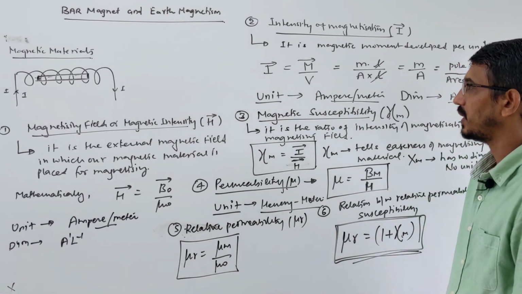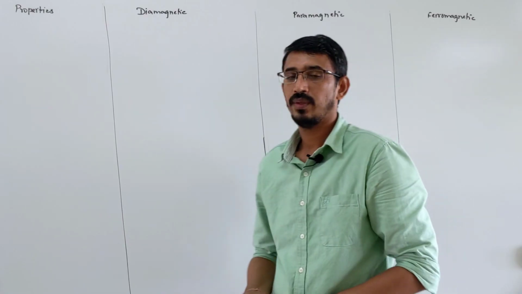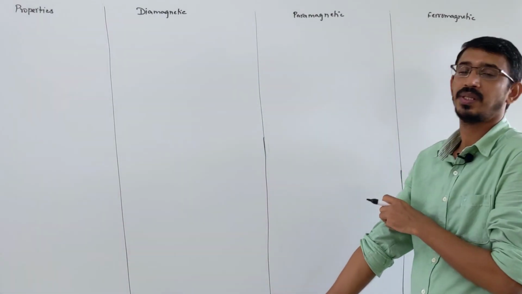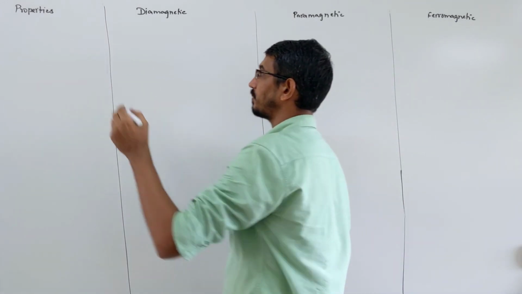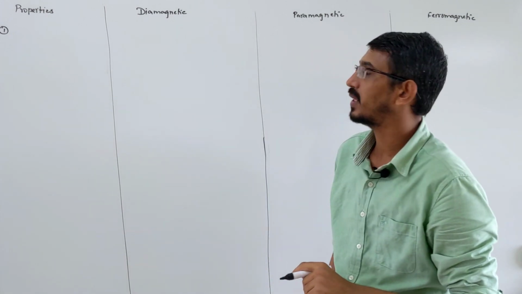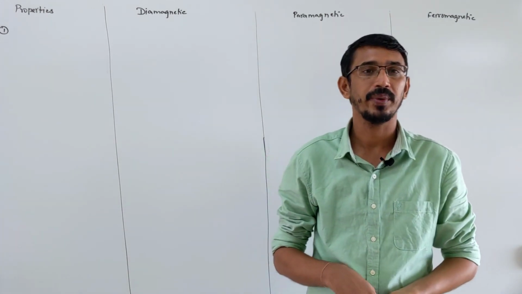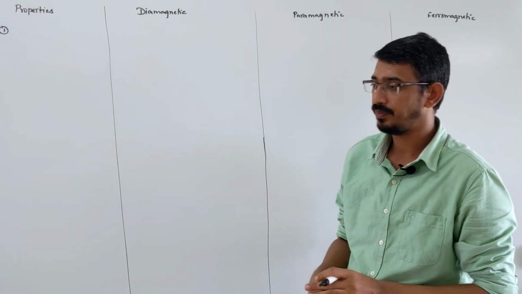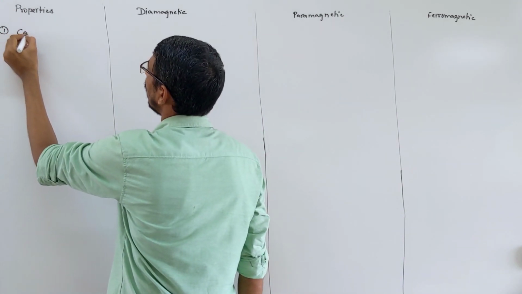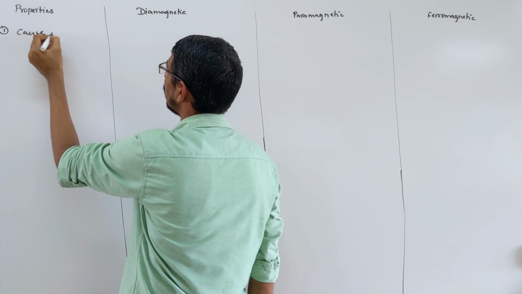Okay, so a basic theoretical question they have asked. We're talking about the properties of these three types of magnetic material. First property: we are interested in knowing how this magnetism, how these properties are developed. What caused these properties? So I'm writing: cause or source of magnetism.